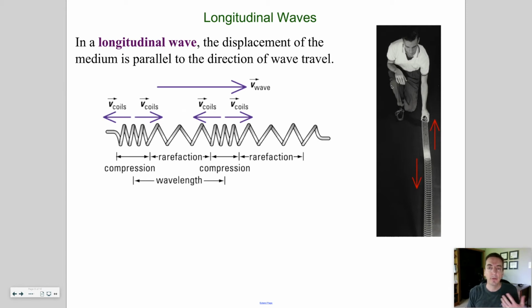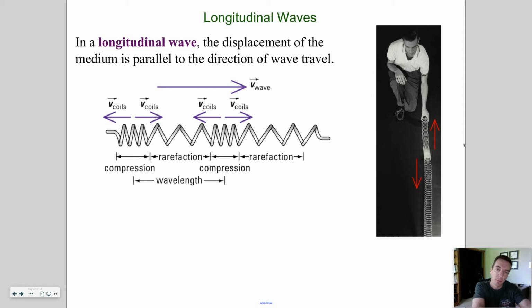Now, we've covered transverse waves with crests and troughs. Now I want to talk a little bit about longitudinal waves, the second kind of mechanical wave. So in a longitudinal wave, the displacement of the medium is parallel to the direction that the wave travels. So in this case, the guy is moving his hand away from him and then towards him. So when he moves his hand out in front of him, he causes what's called a compression. He basically squishes the coils of the spring that are right in front of his hand.